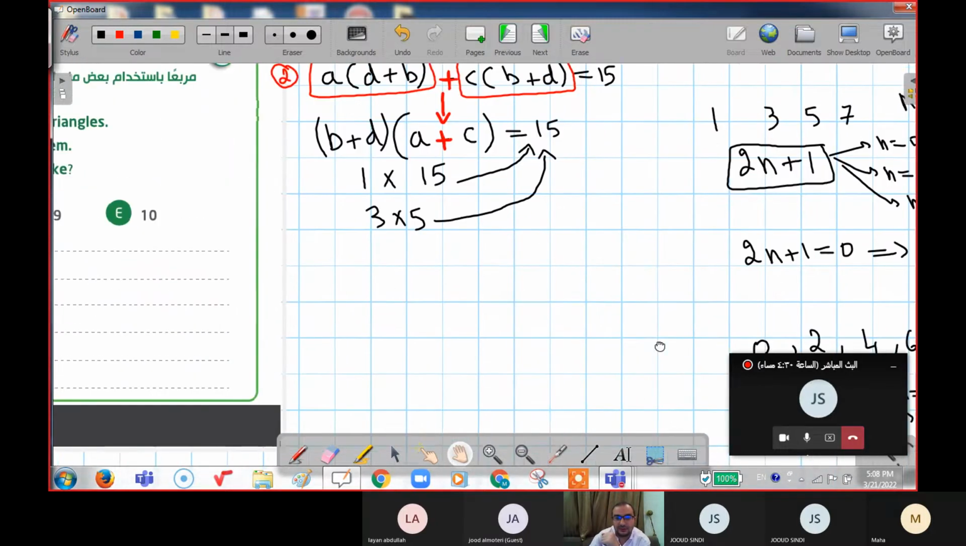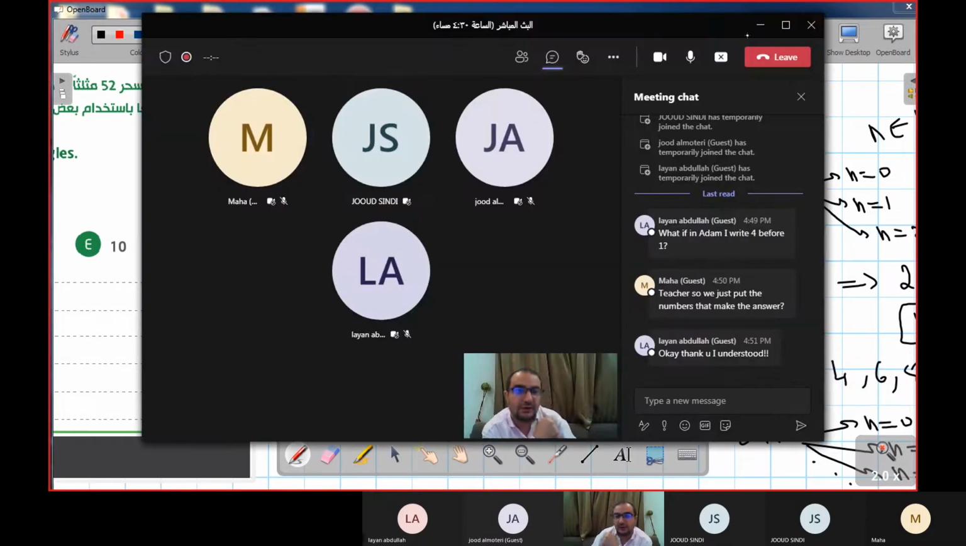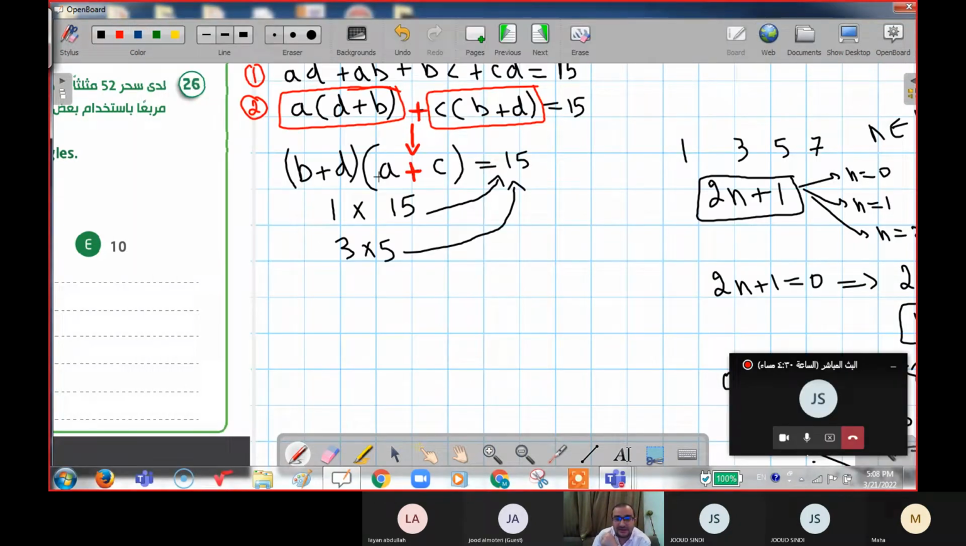So let's continue our question. B plus D and A plus C. So now B plus D times A plus C equal to 15. I have two choices here, 1 times 15 and 3 times 5. If I choose 1 times 15, I will write it here. So B plus D equal to 1 and A plus C equal to what? To 15.